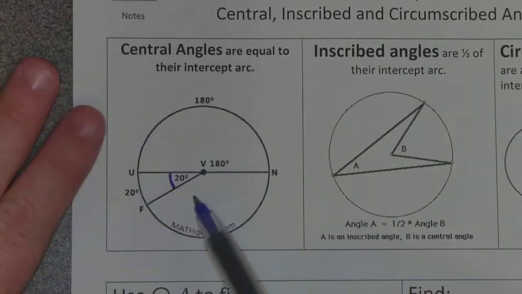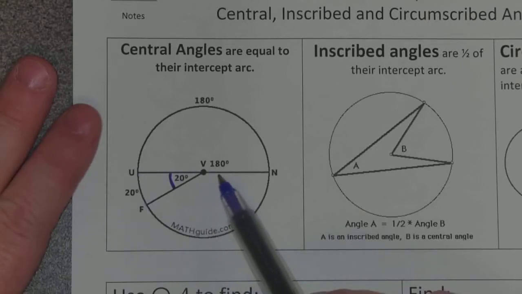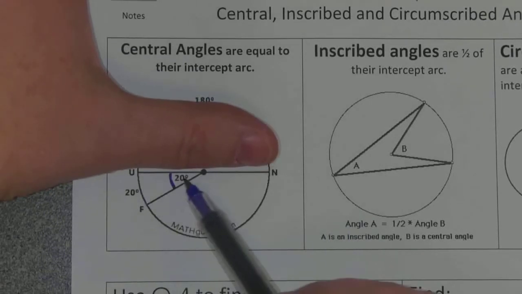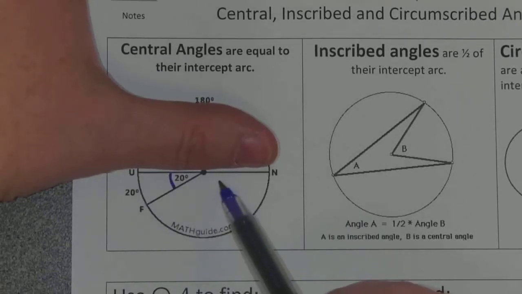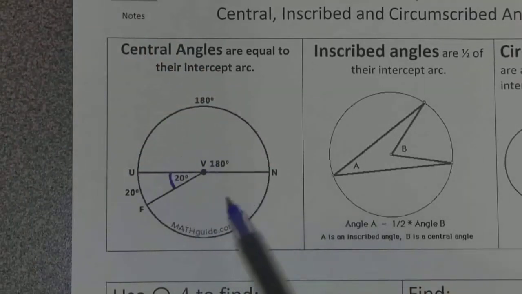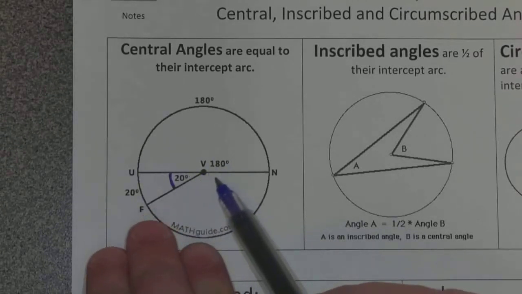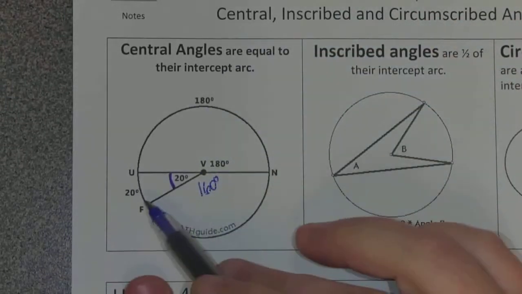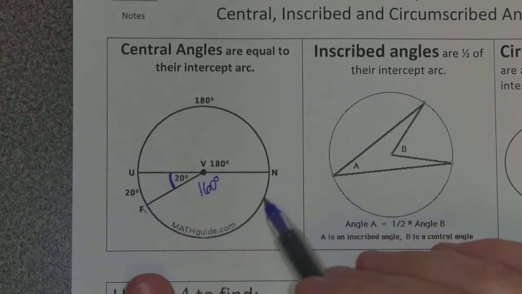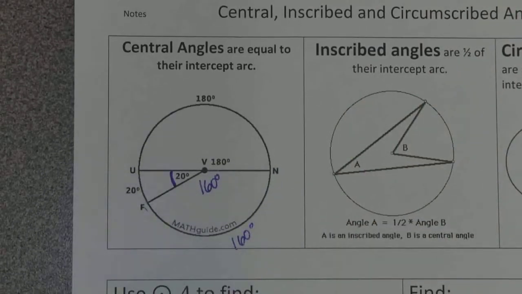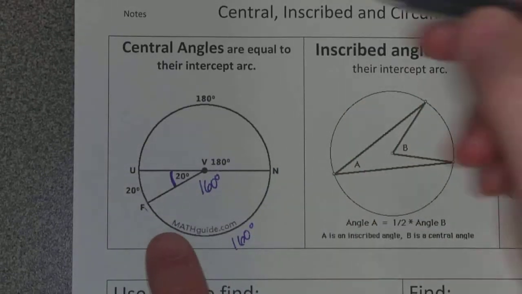Now I am 100% sure you guys could find this other central angle down here for me. Right? Couple of different ways. The first way is, you know, a semicircle adds up to 180. So you could do 180 minus 20. Or you could have done 360 degrees, subtract the 180 and subtract the 20. Either way you do that, what do you get for this angle right here? 160. And if this angle measures 160, what does this arc measure? 160.